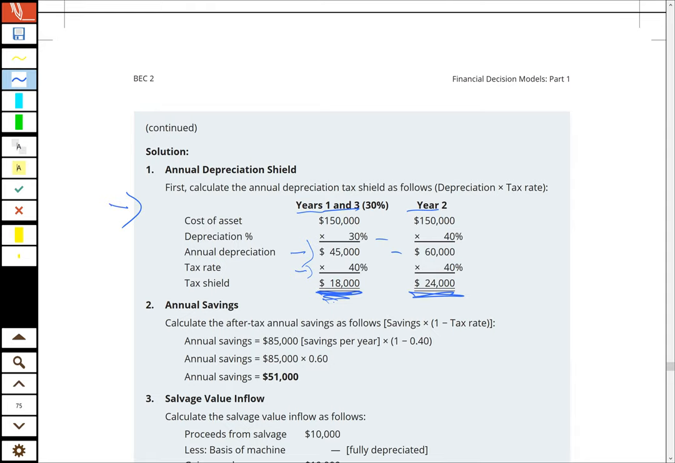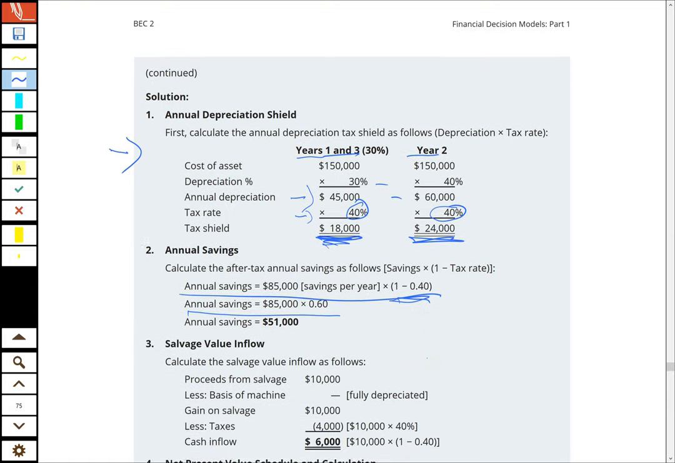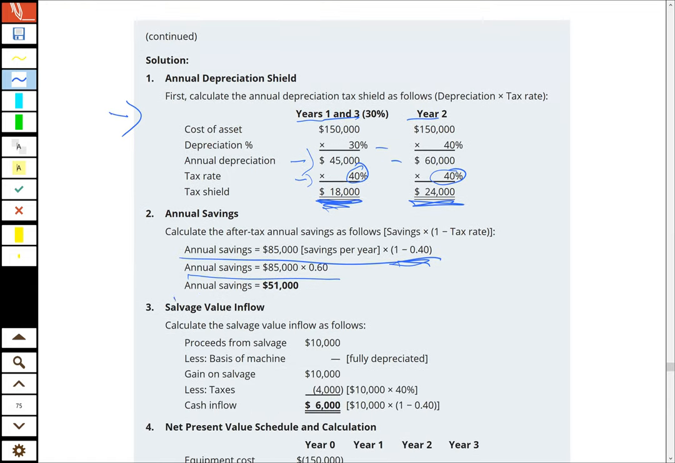Okay, good. Then we have the annual savings. That's the reason we're buying this machine, $85,000 times one minus the tax rate. Notice you use the tax rate when you're calculating the depreciation shield, but it's one minus the tax rate when you're calculating the cash inflows net of tax, because we have to pay 40% tax, so we only get to keep 60%. So our annual savings after tax is $51,000.